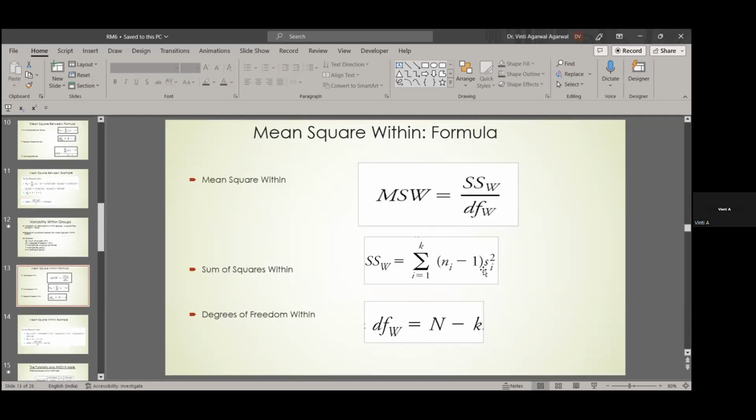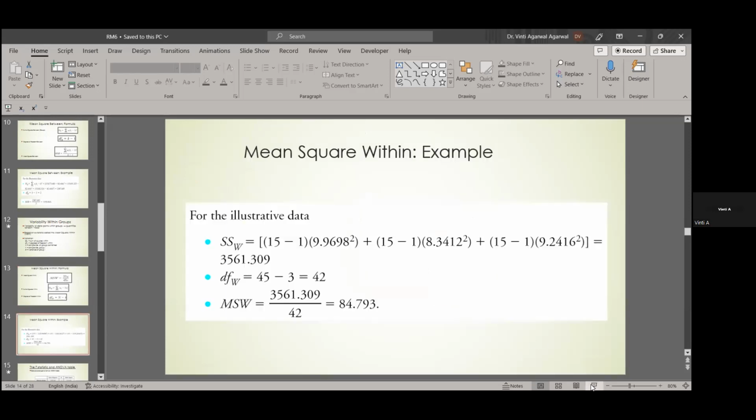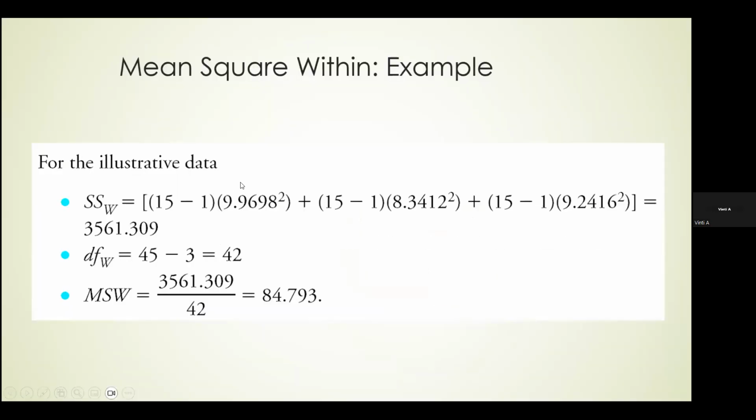Now this is the standard deviation. So I am basically looking at the standard deviation between the groups. This is what I have done. This was the standard deviation of group one, this is the standard deviation of group two, this is the standard deviation of group three. So I have multiplied it respectively by that.